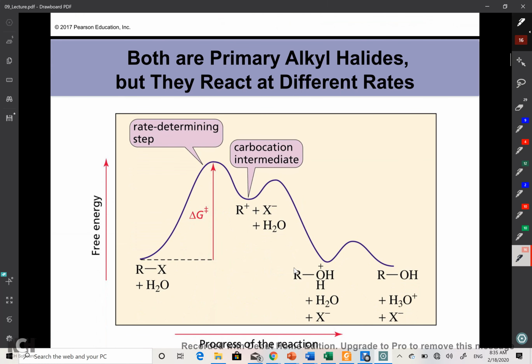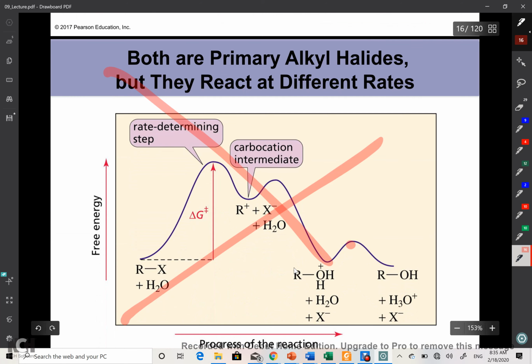I don't know why this slide is here. I will discuss this slide later on. We'll talk about it when we'll be looking at SN1, not SN2.